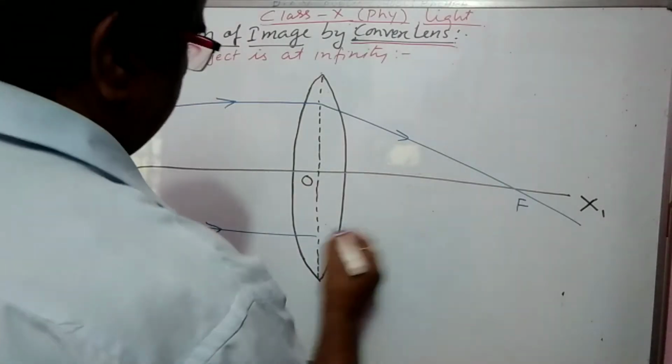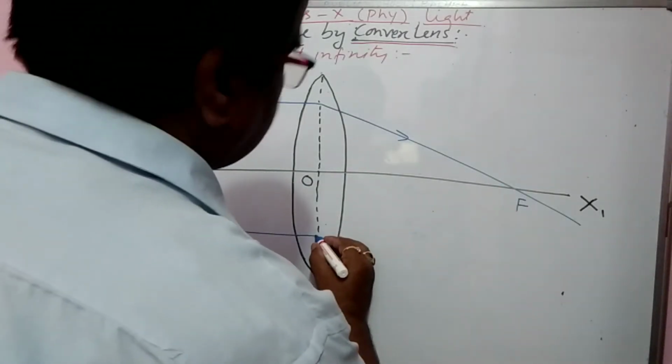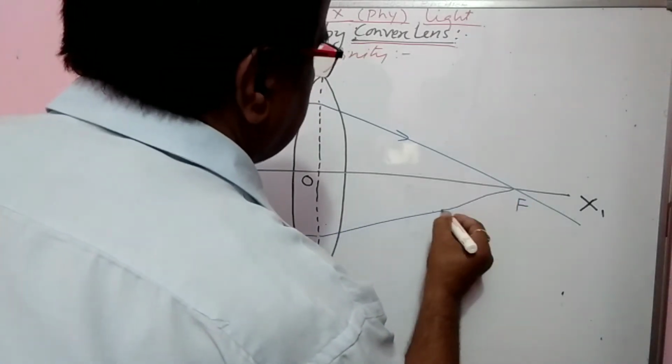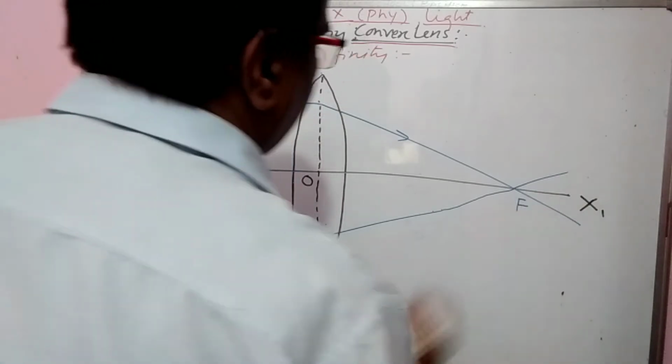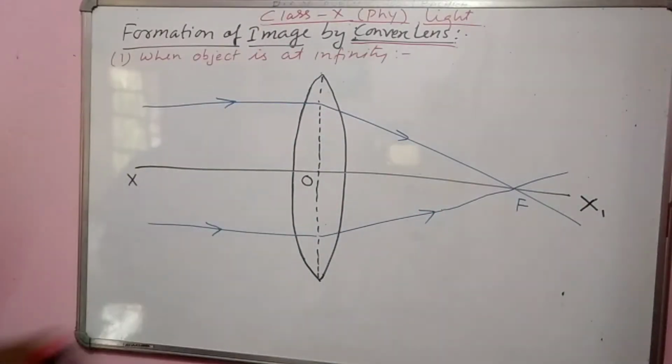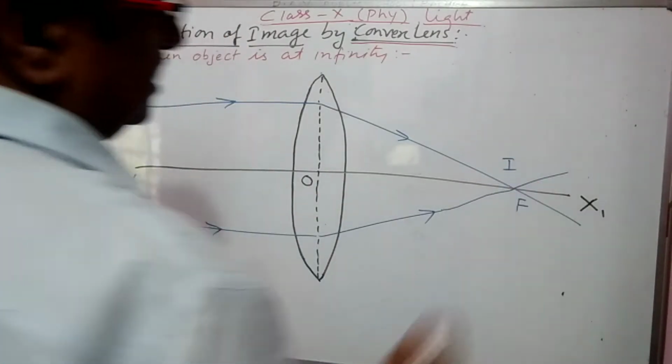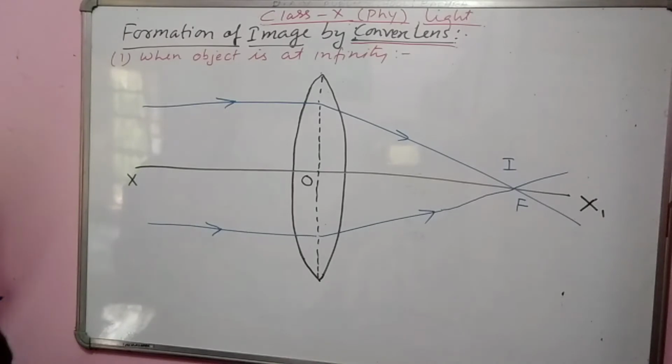So here the light ray is passing through the focus, and from this side it will also pass through the focus, and therefore both the light rays are meeting at the focus. So the image will be formed at this focus point, the focus of this convex lens.